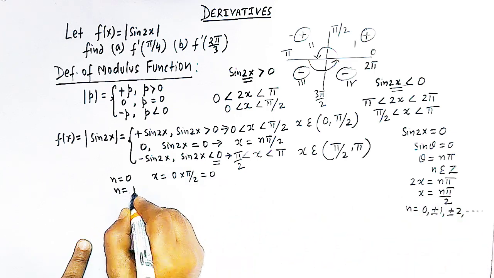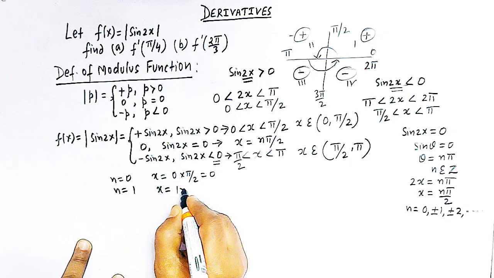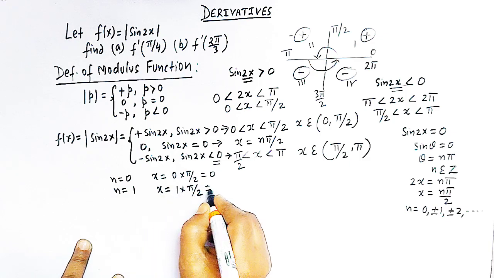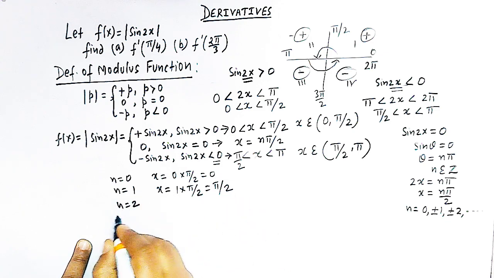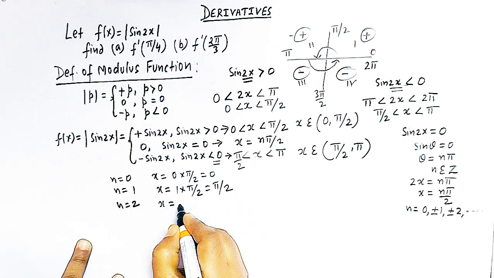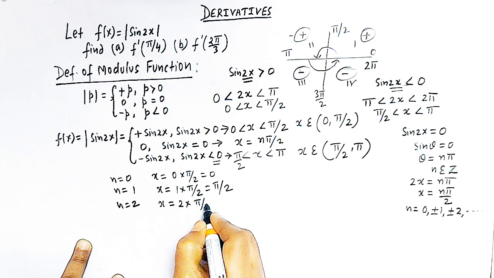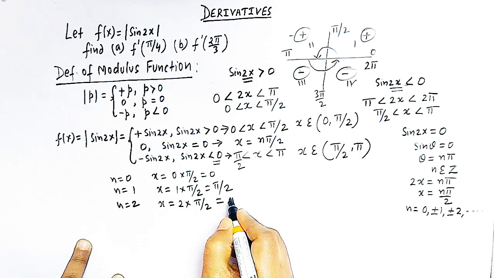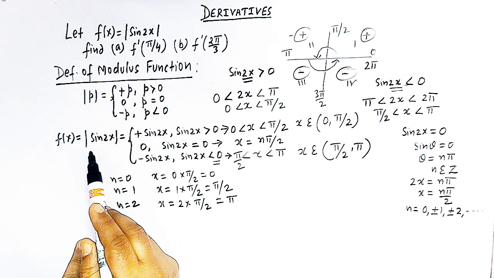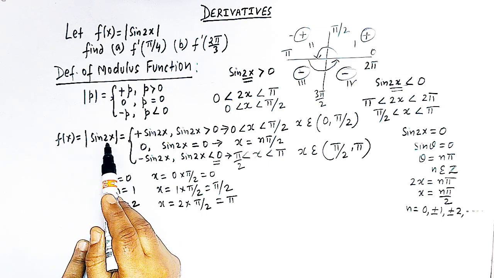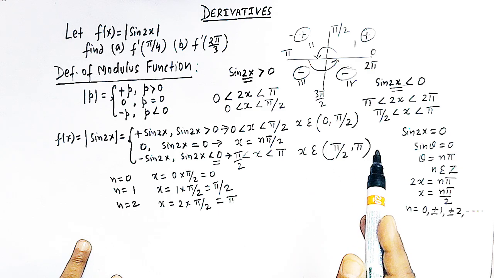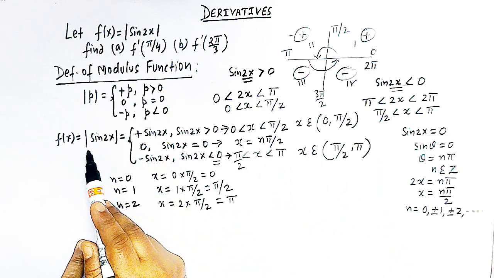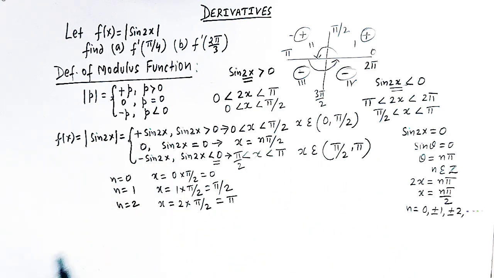Similarly, when n is 1, x is 1 times π/2, which is equal to π/2, and similarly when n is 2, x is 2 times π/2, and here we have π, and so on, right? So this is the definition of |sin 2x|. So now let us quickly draw the graph of |sin 2x|.